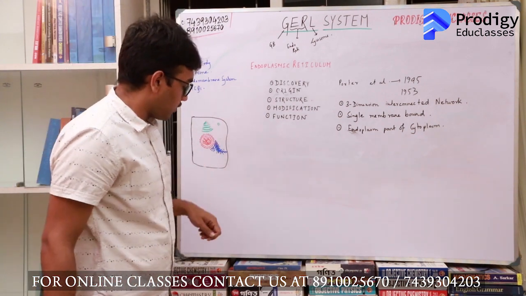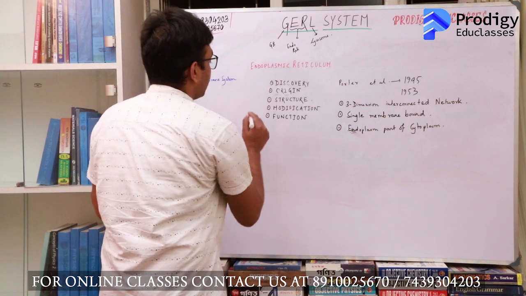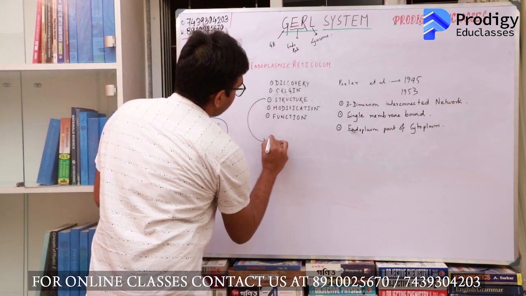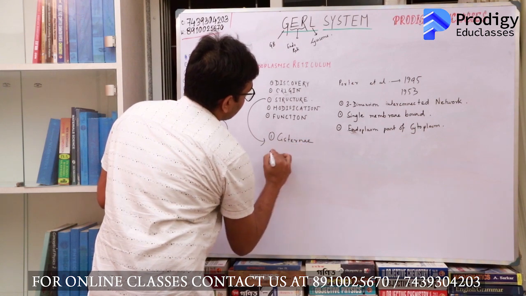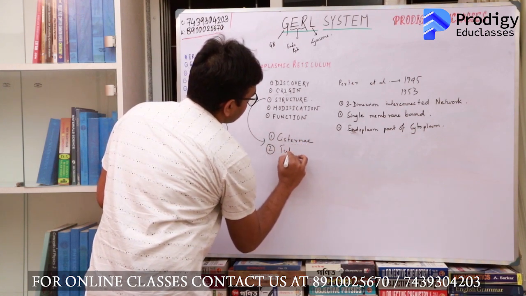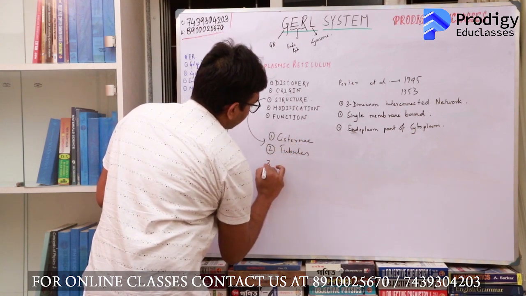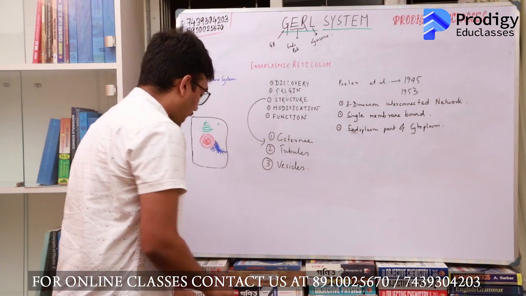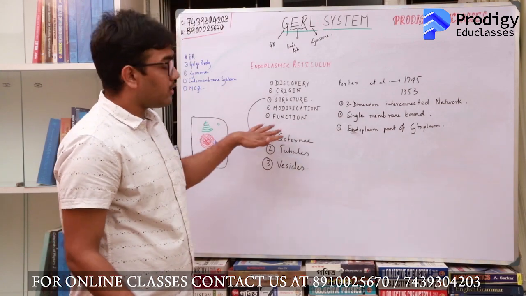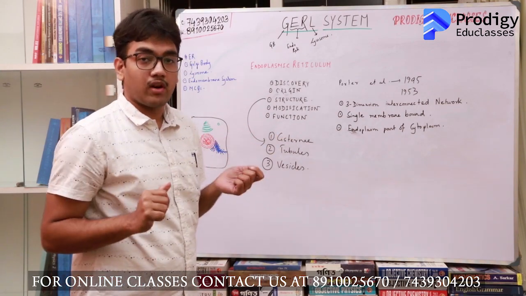If you look at the structure, you will find that it is composed of 3 kinds of components. You have the cisternae, the tubules and the vesicles. Okay, the cisternae, the tubules and the vesicles. Now how do these look? Cisternae are flattened sac-like structures.